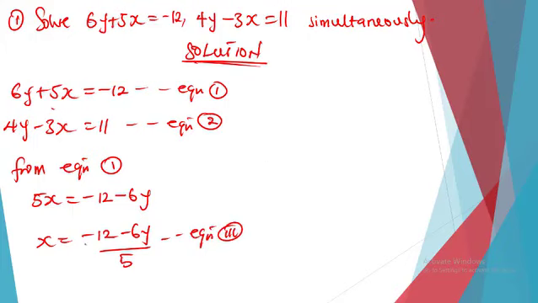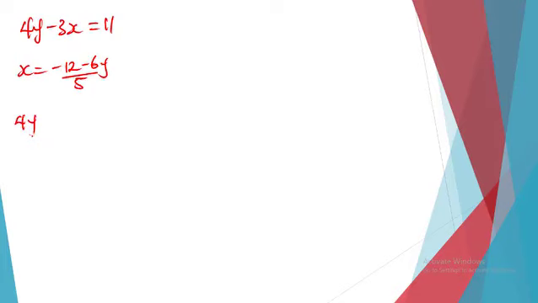Now we've gotten the value of x, so we substitute the value of x in equation 2. Let's go over to the next page. Our equation 2 is giving us 4y minus 3x equal to 11, and we are given x to be equal to minus 12 minus 6y all over 5. Therefore, we have 4y minus 3 into minus 12 minus 6y all over 5 to be equal to 11.